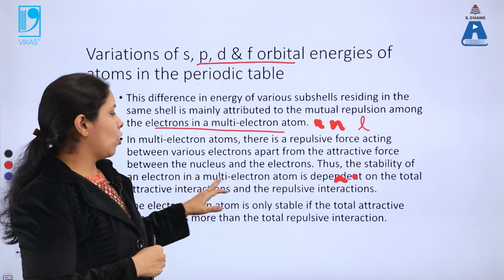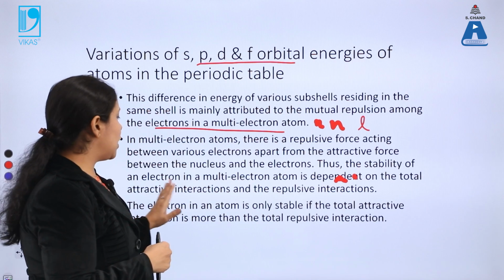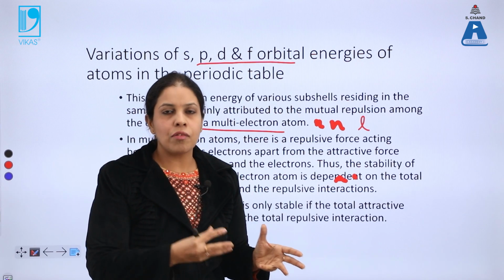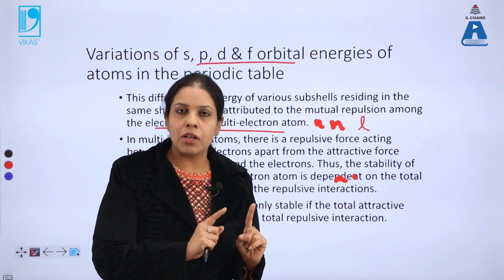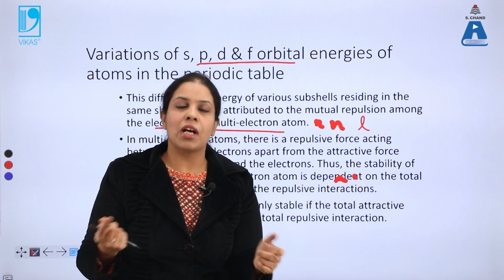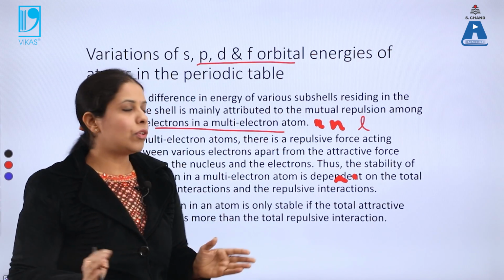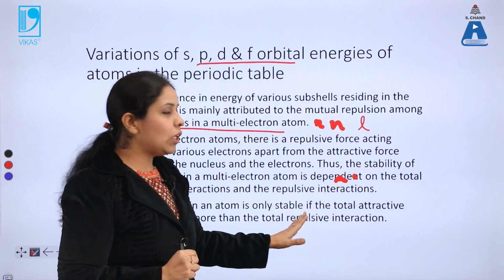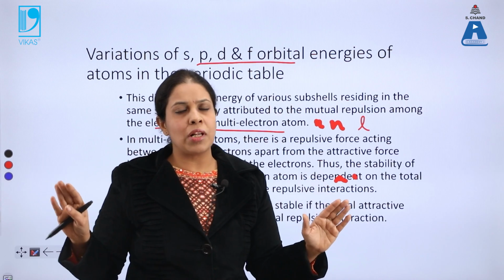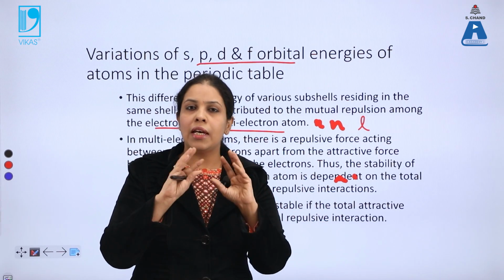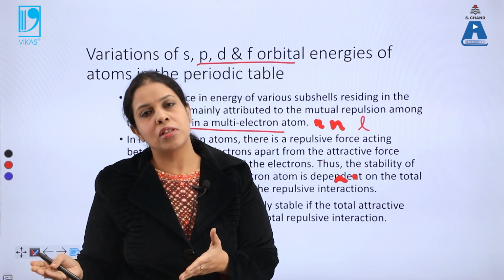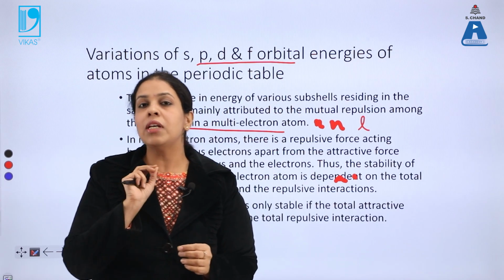Thus, the stability of an electron in a multi-electron atom is dependent on the total attractive interaction and the repulsive interaction. So we have to consider both interactions. Attractive interaction is between the positively charged nucleus and the negatively charged electrons, and repulsive interactions are between the electrons. The electrons in an atom are only stable if the total attractive interaction is more than the repulsive interaction. If repulsive interaction dominates in the entire system, then it will not be stable. So attractive interaction has to be more than repulsive interaction. Only in that case would the system be stable.